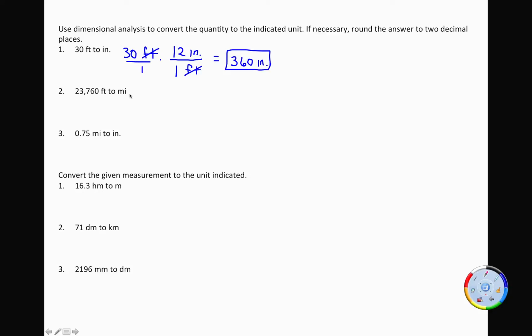23,760 feet to miles. So I'm starting with 23,760 feet. I want to put it over 1. I'm going to miles. Well, I know that 5,280 feet is the same thing as 1 mile. So these units will divide out, and I'm left with whatever 23,760 divided by 5280 is, and my calculator tells me that that is 4.5 miles.